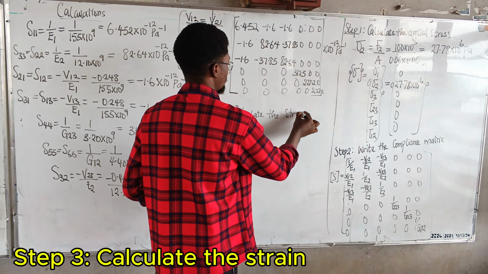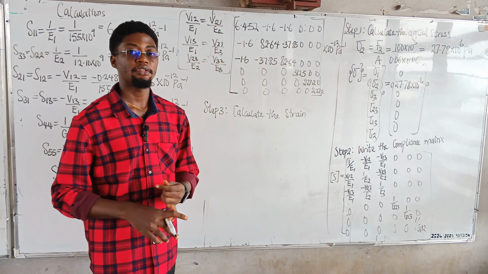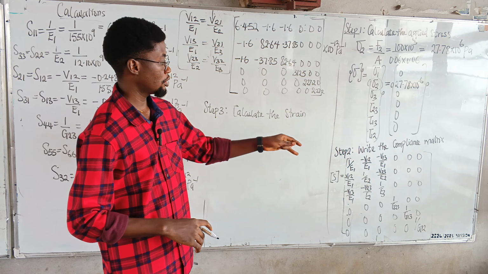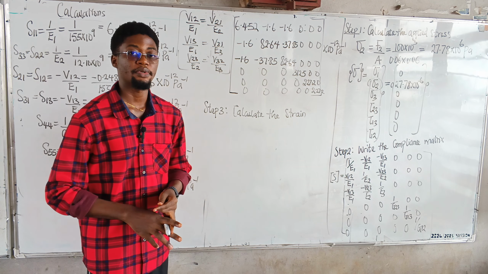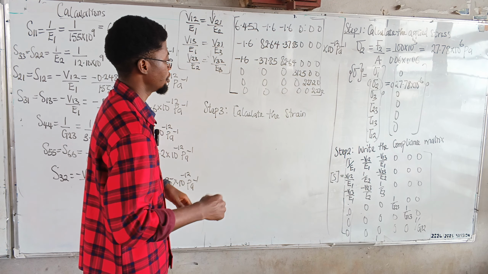Remember we said that we are going to be working backwards. We first found the stress. We now calculated the compliance matrix. The final thing is to get the strain out of our formula.